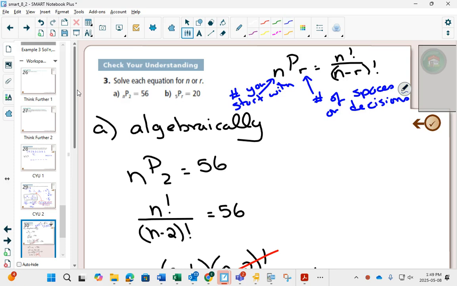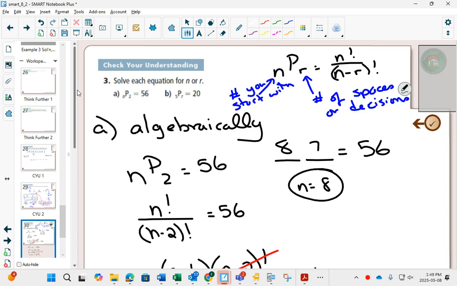Okay? So I would have, for 56, 2 spaces. What two numbers multiply to 56? What times what? And they have to be 1 apart and go down by 1. 8 and 7. So n equals 8. That's a shortcut. Okay? Really nice because you know the right answer. But if it says algebraically, you're not allowed to do that. If it doesn't say that, you just do that, and you're good.